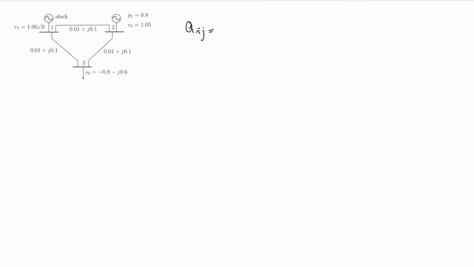We know that reactive power for i to j is equal to Bi minus Bj divided by Xij, the reactance. So let's start writing equations. For injection in node 1, let me start with this one. It will equal the reactive power that goes from 1 to 2 and the reactive power that goes from 1 to 3.